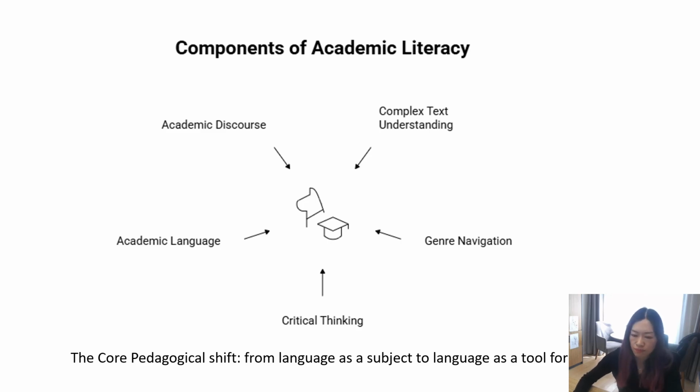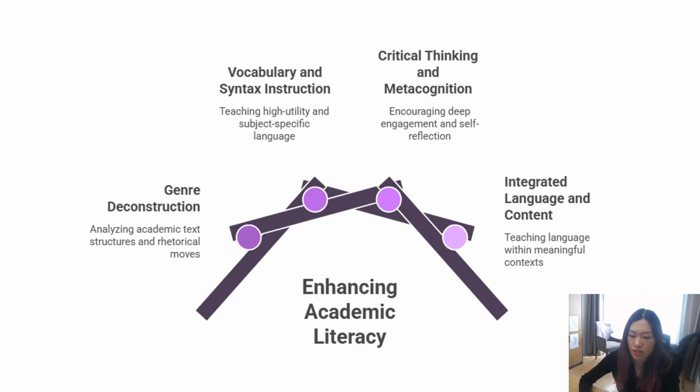So the traditional EAP class often focuses on language as a subject of study, but to build academic literacy, we can see a core pedagogical shift from teaching EAP as a single module with learning outcomes independent of the discipline requirements to seeing language as a tool for learning and thinking. This is a move from learning about language to learning through the language. And here are some key strategies we've been reflecting on for developing students' academic literacy through language teaching. So the first is deconstruct advanced academic genre.